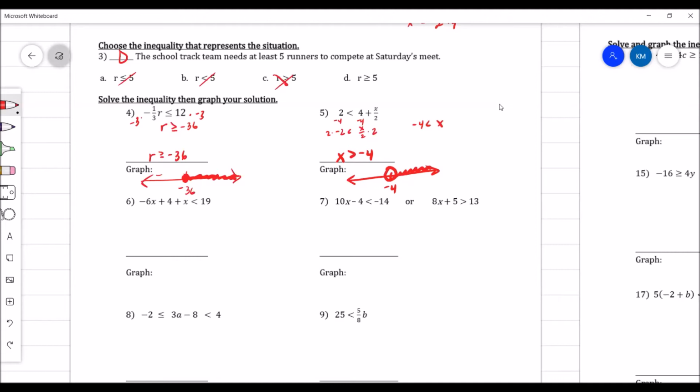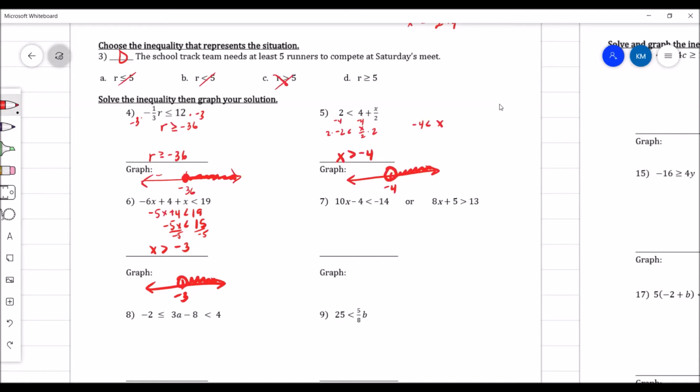Number 6, first combine like terms. -6 and x gives us -5x. Plus 4 is less than 19. Subtract 4 from both sides. So -5x is less than 15. And then divide by -5. When we divide by a negative number, we have to flip our sign. And so we'll have x is greater than -3. So at -3, there'll be an open circle going to the right.